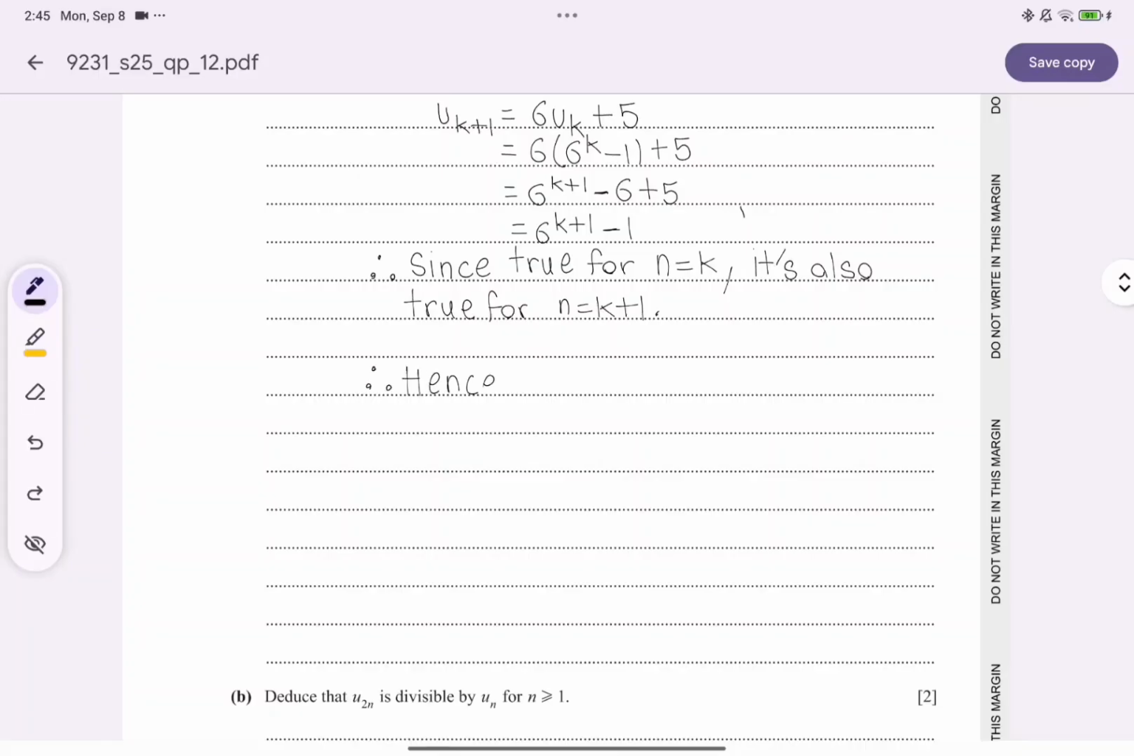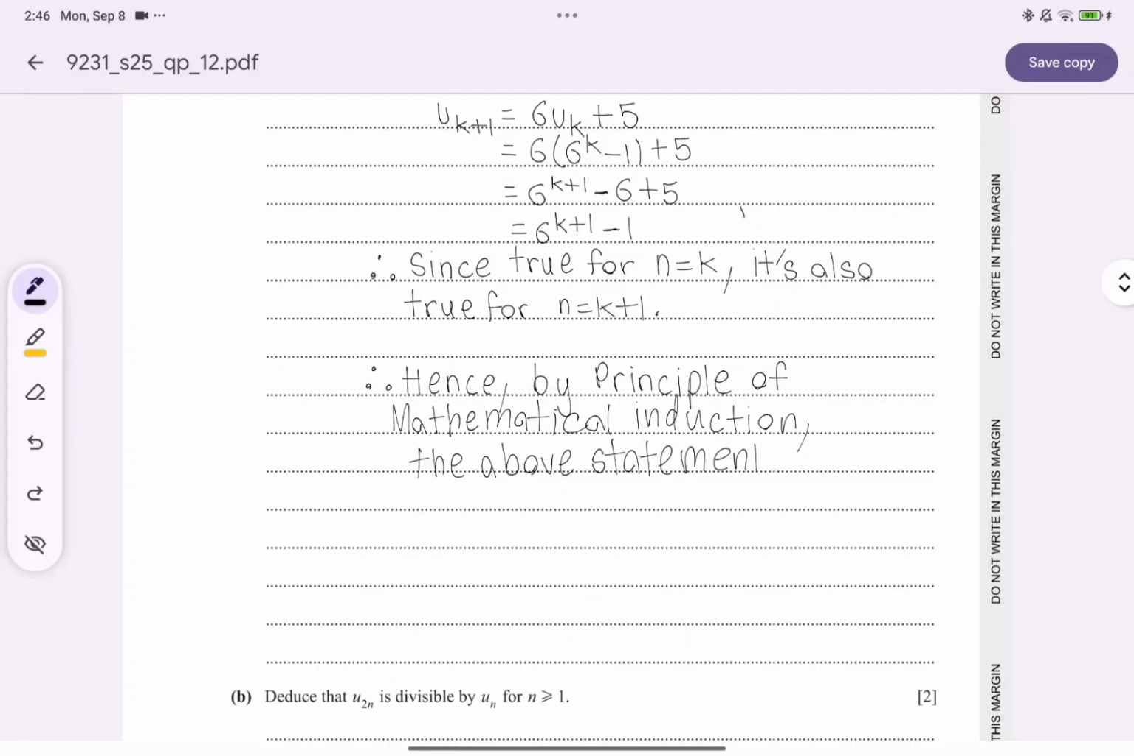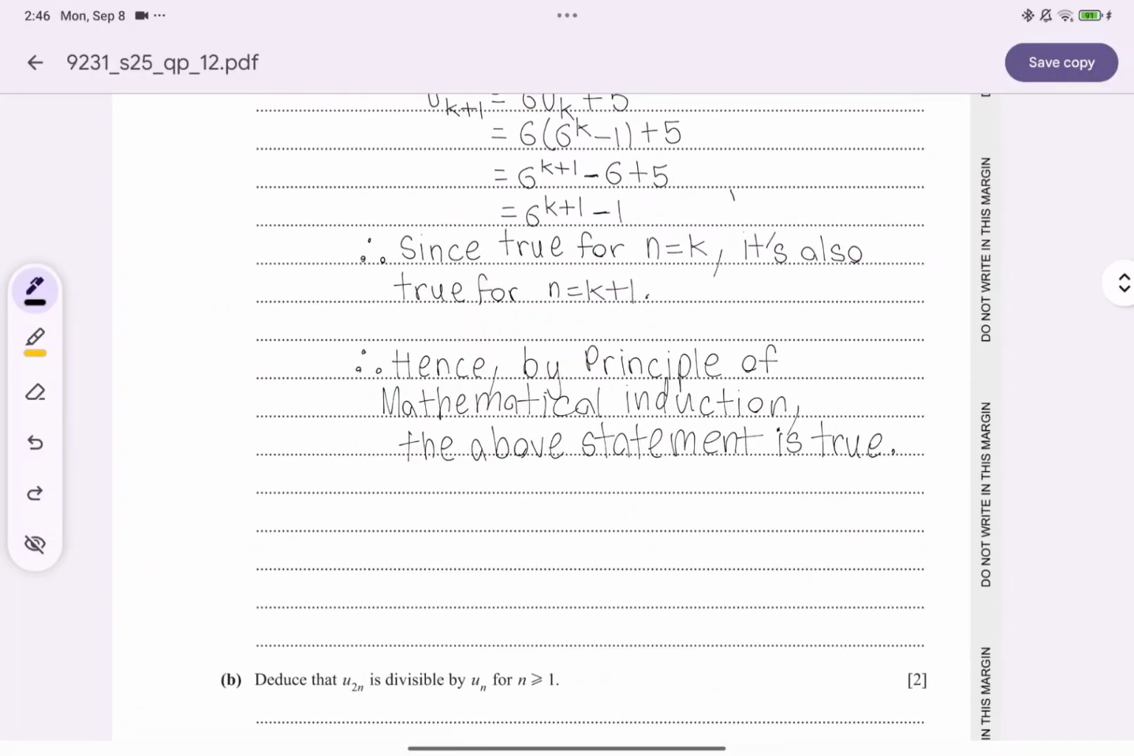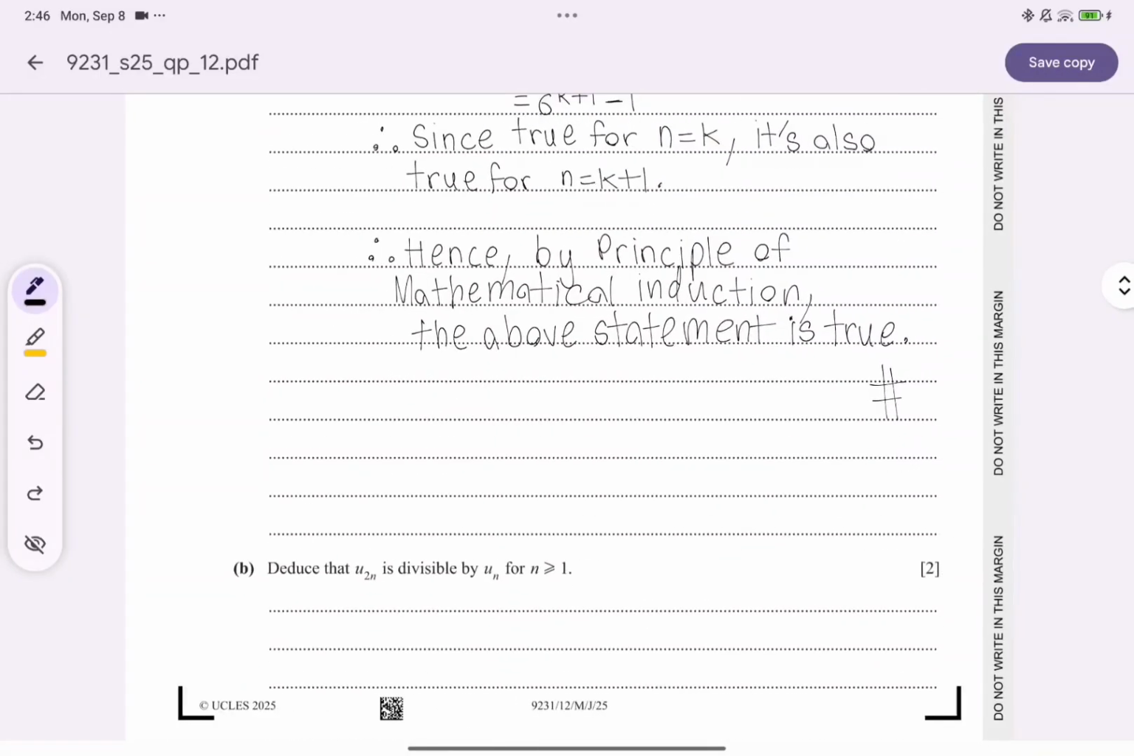Hence, by the principle of mathematical induction, the above statement is true. So the above statement is just this equation that we have to prove. Okay, so this is our final answer for this part. Let's head on to the next part.